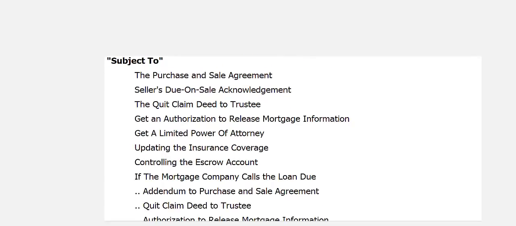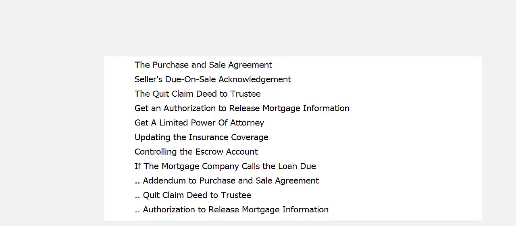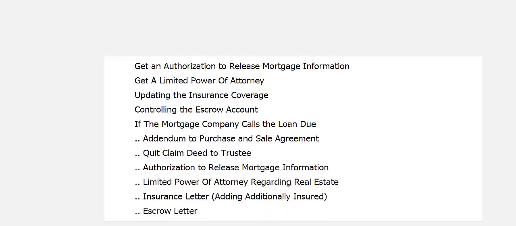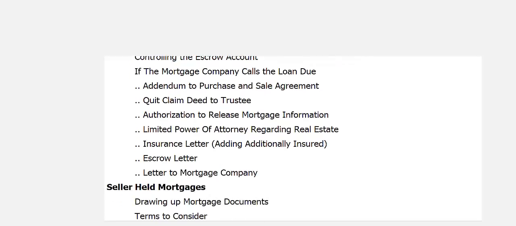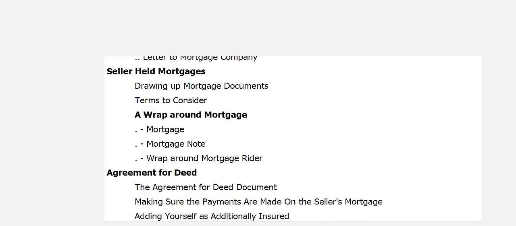And then we have these agreements. We have an addendum to purchase and sale agreement, quitclaim deed to trustee, authorization to release mortgage information, limited power of attorney regarding real estate, insurance letter adding additionally insured, escrow letter, and letter to mortgage company. The next section is seller-held mortgages.